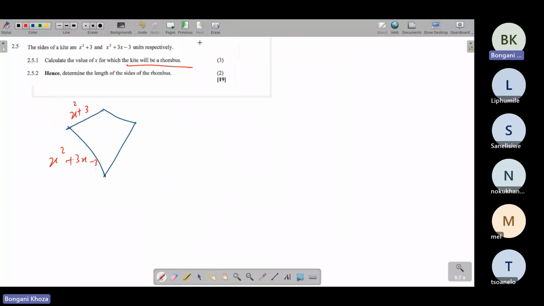So how is a kite different from a rhombus? The properties aren't the same. How? Let's talk about sides. What's the difference between their sides?